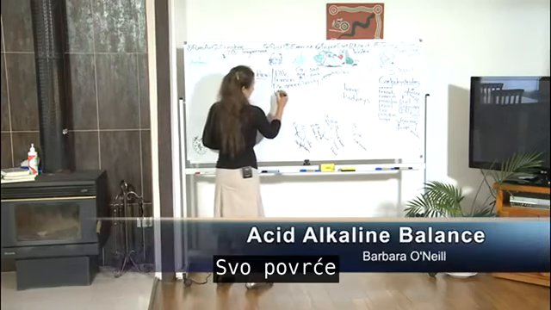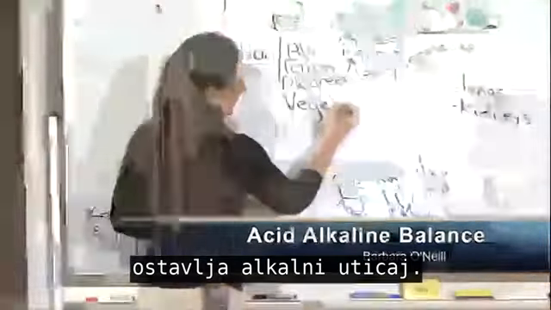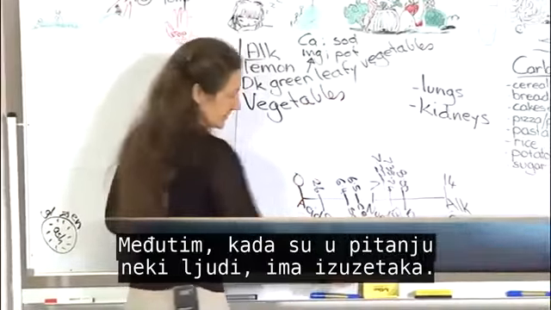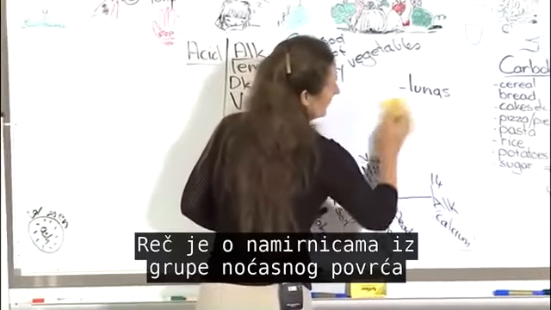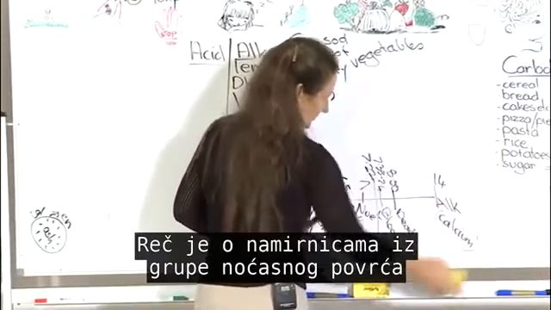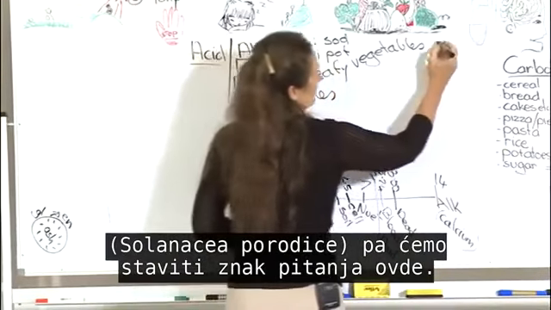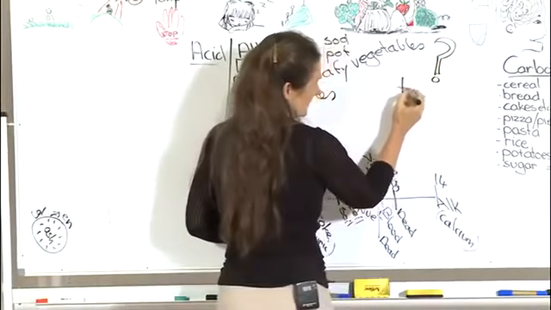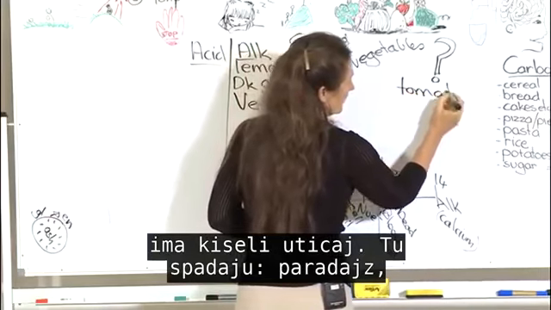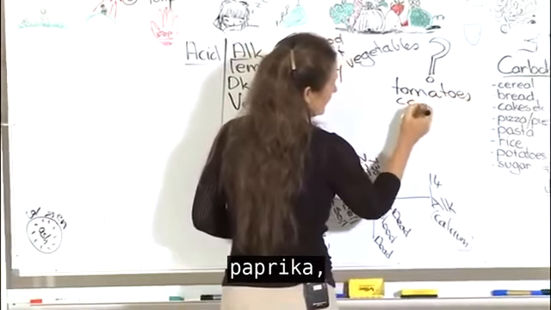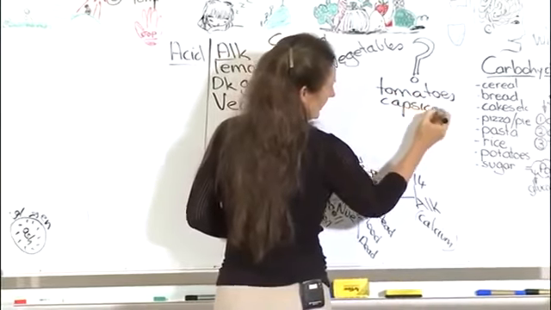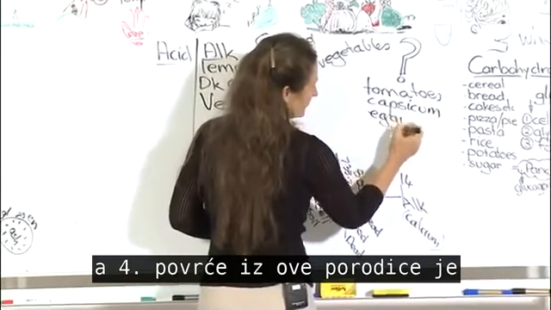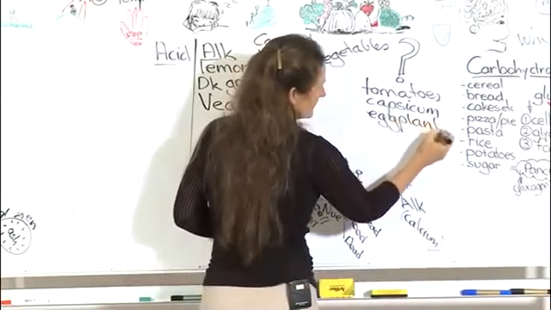All vegetables have an alkaline effect. For some people, though, there is an exception. And this is the nightshade group of vegetables. So we'll put them under the question mark. For some people, the nightshade group of vegetables have an acid effect. So that's your tomatoes, that's your capsicum, eggplant, and the fourth vegetable in this family is potato.